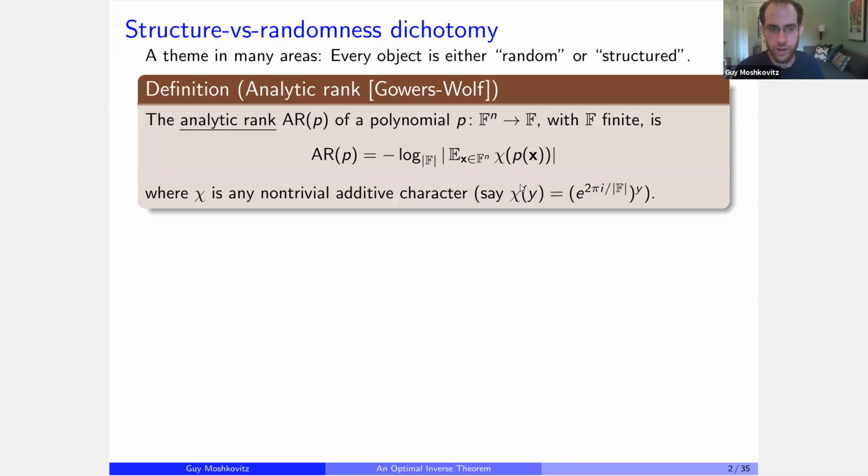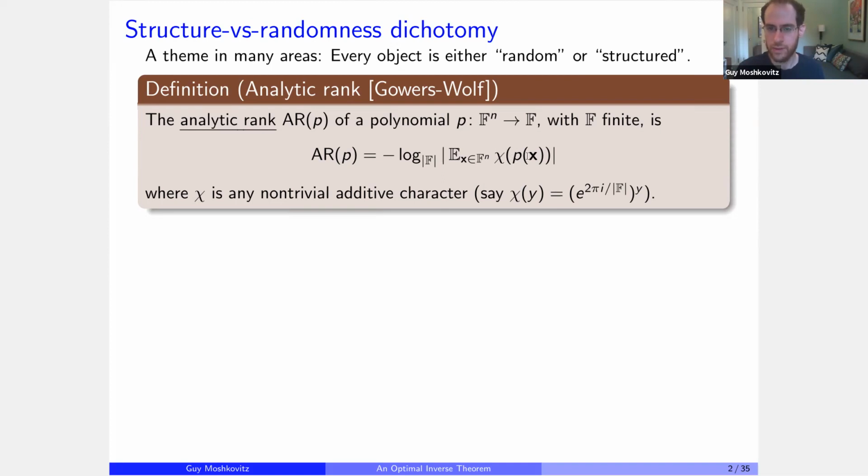So randomness is usually defined by the notion of analytic rank, introduced by Tim Gowers and Julia Wolf. So the analytic rank of a polynomial P, so P is a polynomial in n variables over a finite field F. By the way, unless I say otherwise, all the fields will be finite fields. The question we're talking about is a question about finite fields. So the analytic rank is defined as follows. You fix your favorite additive character and you just apply it on your polynomial and average over all possible inputs, normalized.